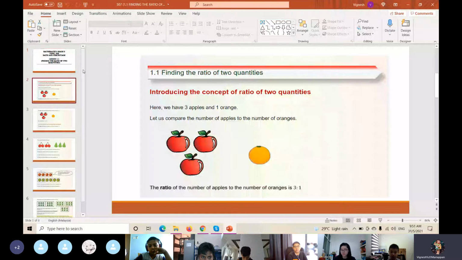Okay, so who still remembers how to find the ratio of two quantities? For this slide, I already introduced the concept of the ratio of two quantities. Let's say we have 3 apples and 1 orange. We have to compare the number of apples to the number of oranges, correct? How to write the ratio of the number of apples to the number of oranges? How to write, class?